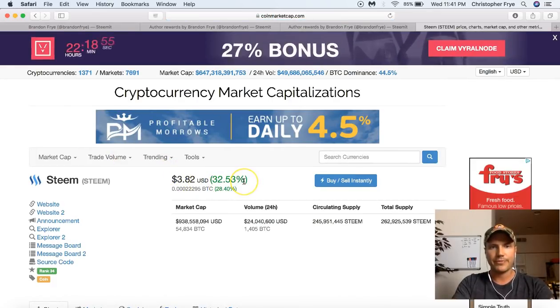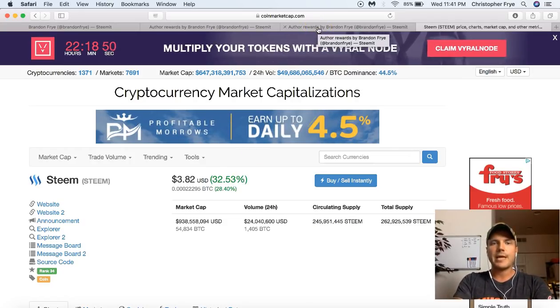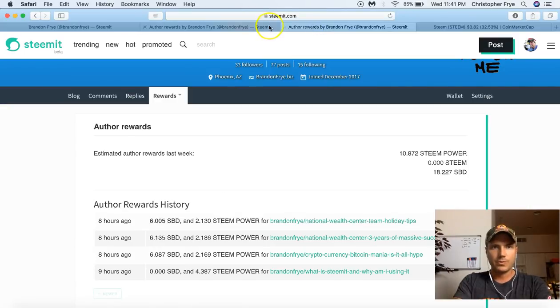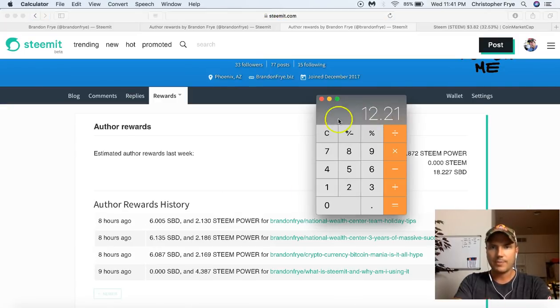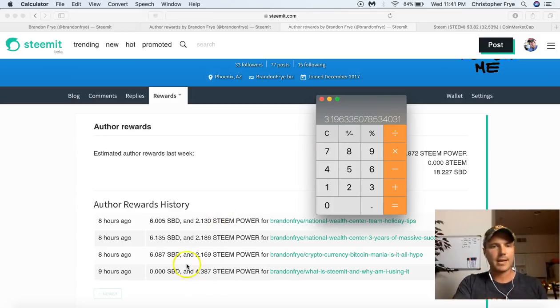Now it's up 32% for the day. So when I got paid out, it was probably a little bit different. But let's just use that value right there, 3.82. So if you take what I was paid, or what I was due, 12.21, and divide it by 3.82, then you'll see 3.19. So it's kind of close there, right? That's because the price obviously has fluctuated since I got paid today. But that would be equivalent to the price of what Steam was today, right?